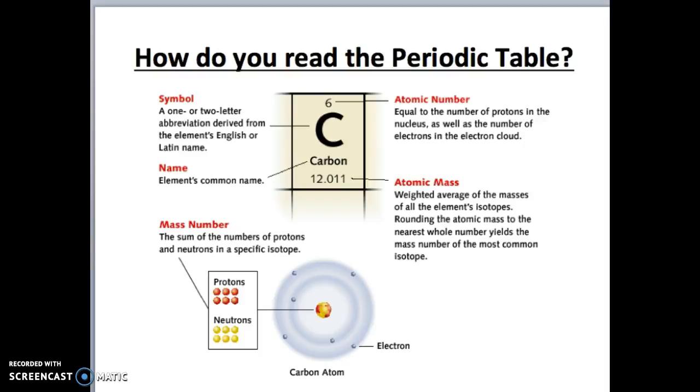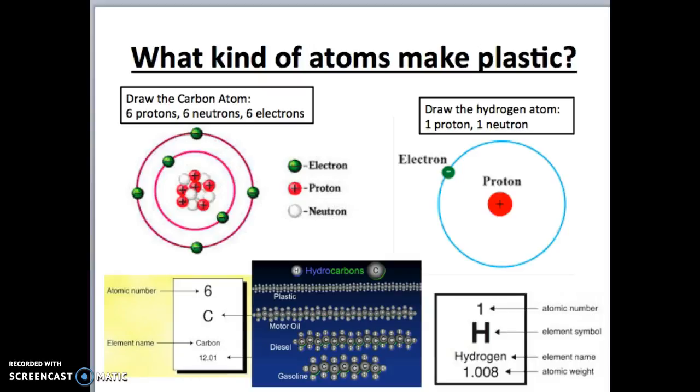Finally, let's make the connection between the periodic table, atoms, and plastic. Again, we're working on a project on plastic, so you might be wondering, what kinds of atoms make plastic? Plastic, as you recall, is made out of oil or petroleum, and those fossilized remains are mainly what we call hydrocarbons. Basically, that means long chains of carbon and hydrogen atoms stuck together. You can see here, these are long hydrocarbon chains. And so carbon and hydrogen are two of the main atoms that make up plastic.